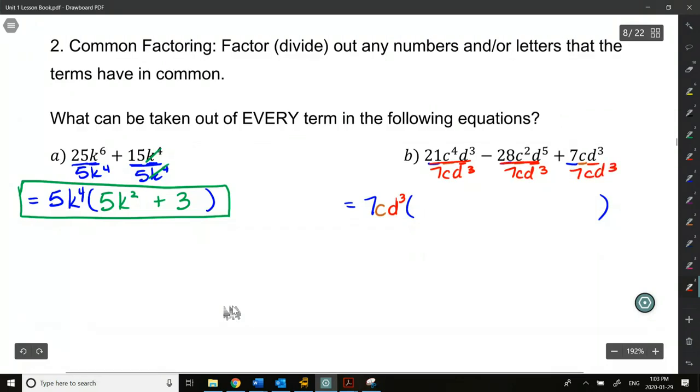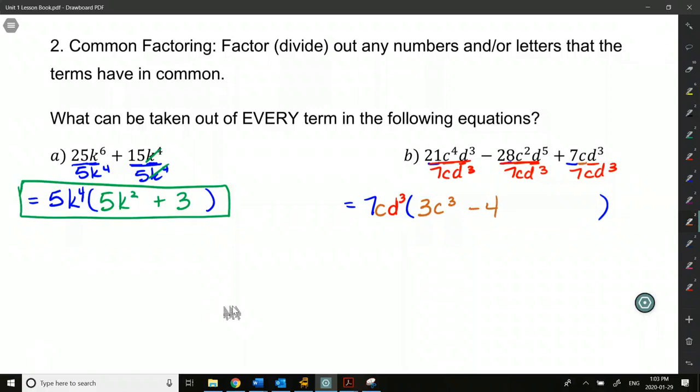Okay, so 21 divided by 7 leaves us with 3. I had 4 c's and I took out 1. So I have 3 left. I had 3 d's and I took out 3, so there's no d's left. Negative 28 divided by 7 is negative 4. I have 2 c's in that second term and I took out 1. So there's 1 c left. I had 5 d's in the second term and I took out 3. So there's 2 left, a d squared.